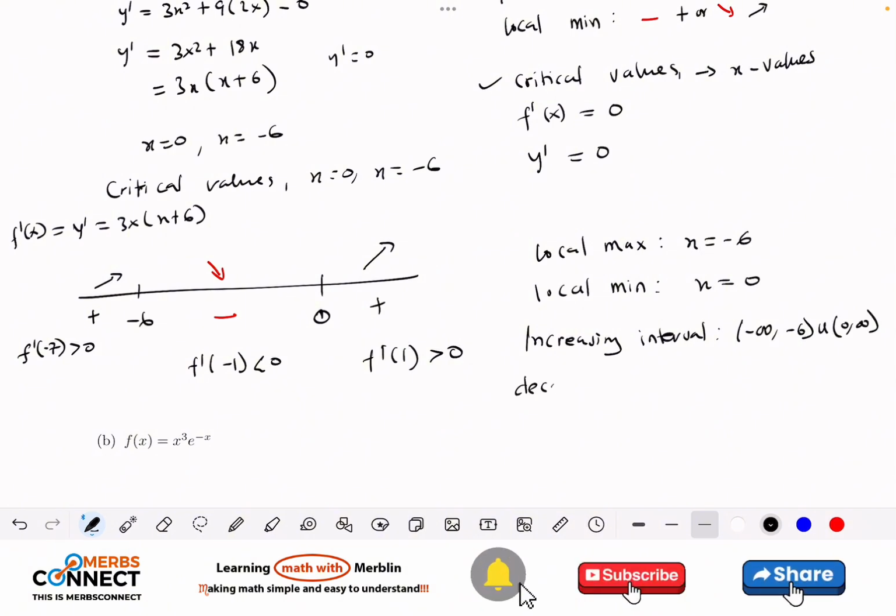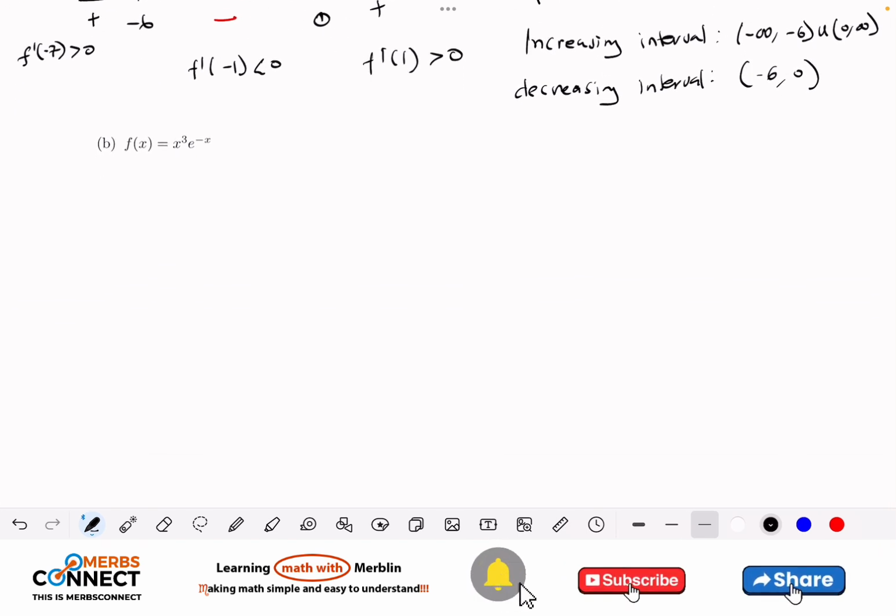Then for the decreasing interval, the only place that the function is decreasing is in between this. So we are going to have -6 to 0. That will be the decreasing interval. All right. Now let's look at the b.